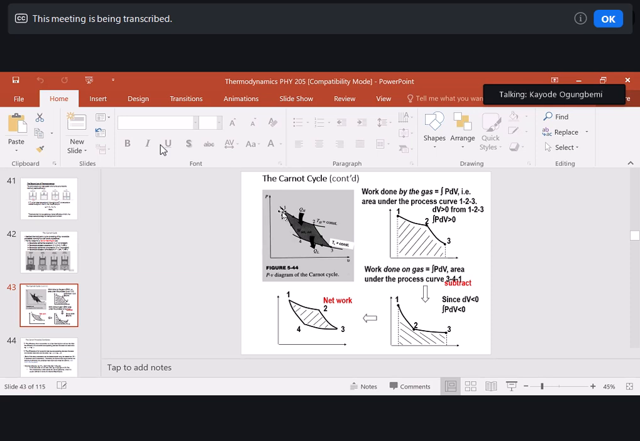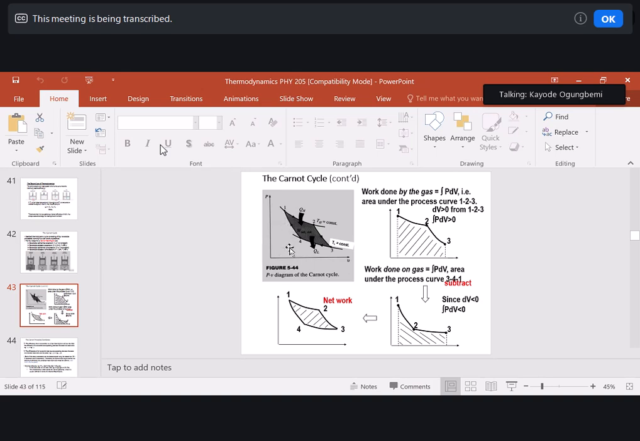Look at the pressure here. But the temperature remains constant. Okay? Yes, sir. And at that constant temperature, there's what we call compression. Sorry, that's what we call expansion, because we are moving the volume here. Look at it at this point.